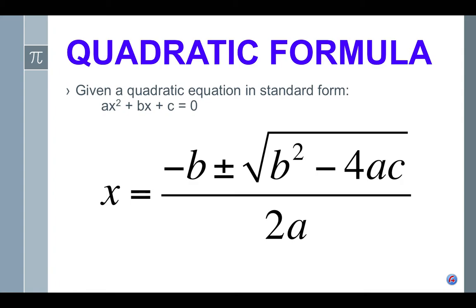To help memorize this formula, we sing a song, to the tune of Pop Goes the Weasel. So here goes nothing. We start with x equals, and we say the opposite of b plus or minus the square root of b squared minus 4ac all over 2a.